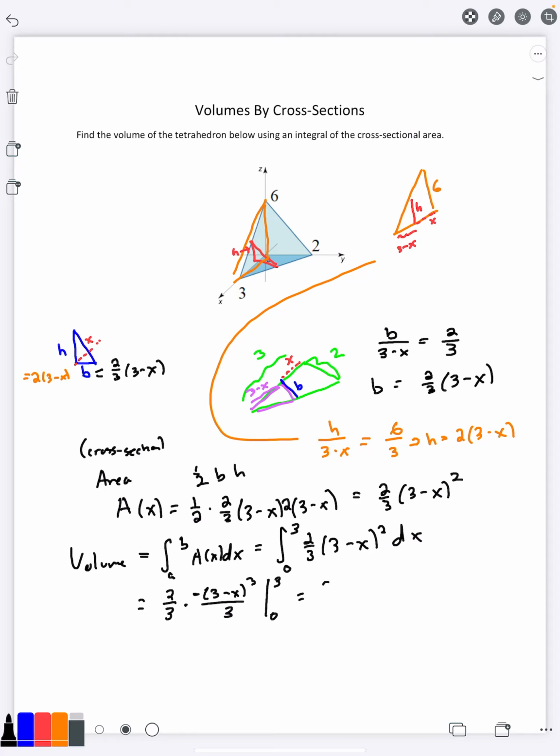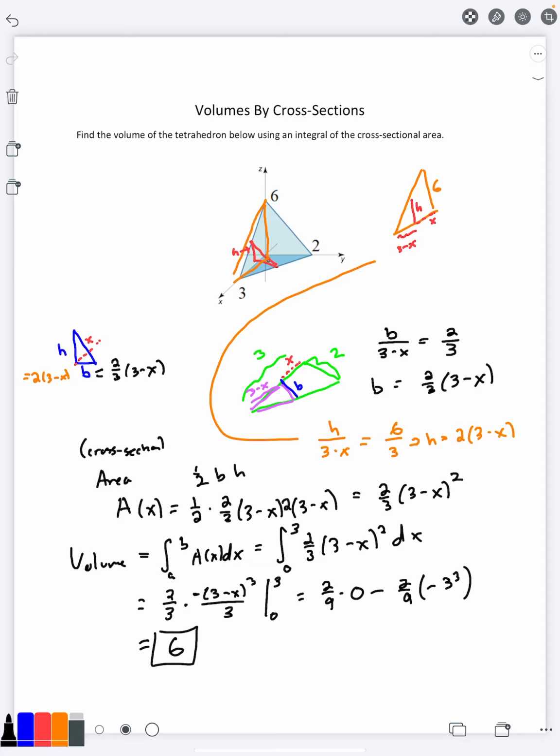And let's see here, we're going to get 2/9. Now if you plug in 3 into that, it's going to be 0. Right, 3 minus 3 is 0. And then if you plug in 0 into that, it would be 3 minus 0 is 3 cubed. So 3 cubed over 9 is 3, times 2 is 6. So the volume here is 6. And you can check that by comparing it to the formula for the volume of a tetrahedron. You'll see the same answer.